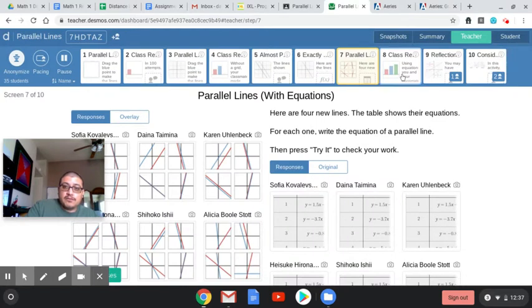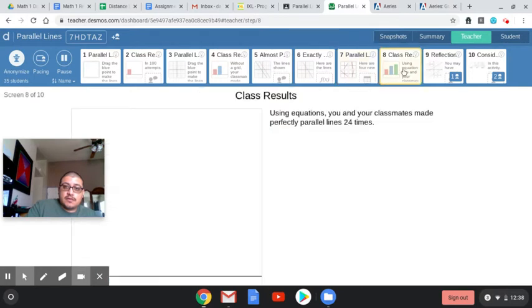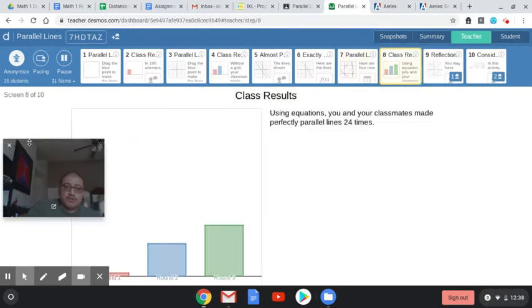All right, so the final result is that when you have the equations, you're going to be a lot more accurate in terms of drawing the lines perfectly parallel. So 24 times students were able to make perfectly parallel lines, compared to only 3 in the beginning where there were no grids, up to 17 where there were grids, up to 24 where you have knowledge of what the slope requirements are for parallel lines. So that's really good.